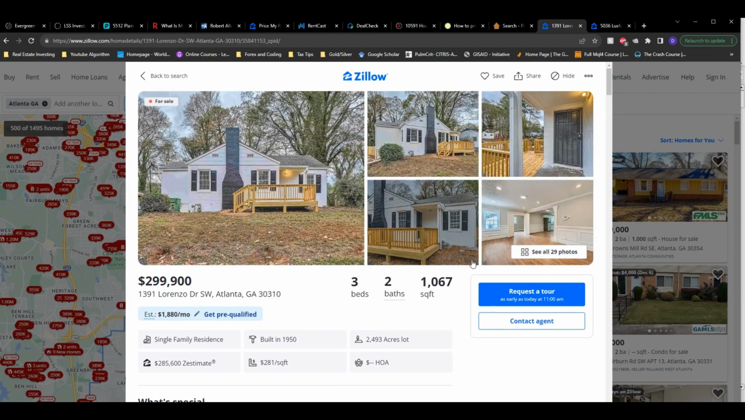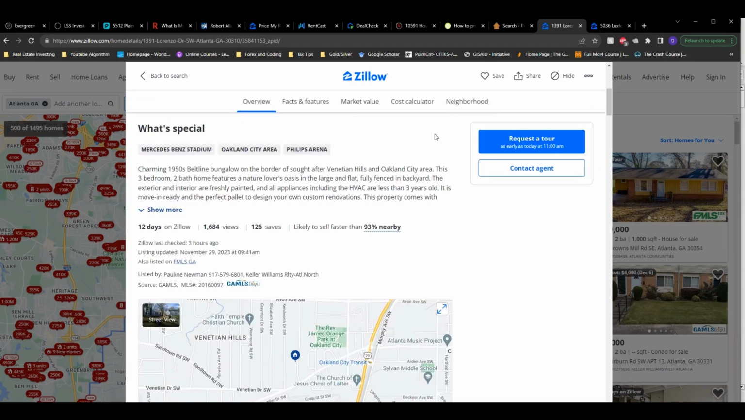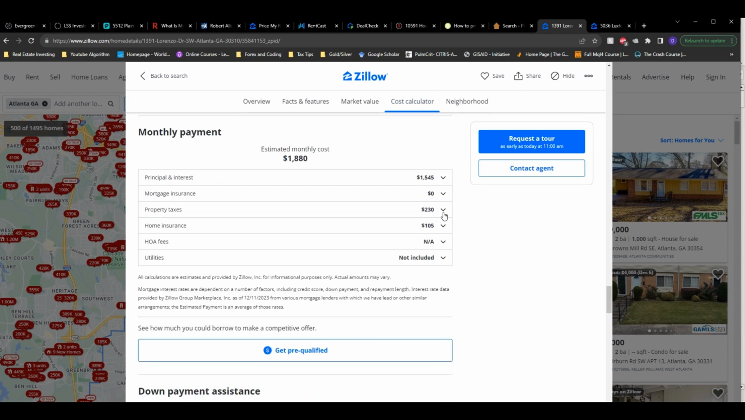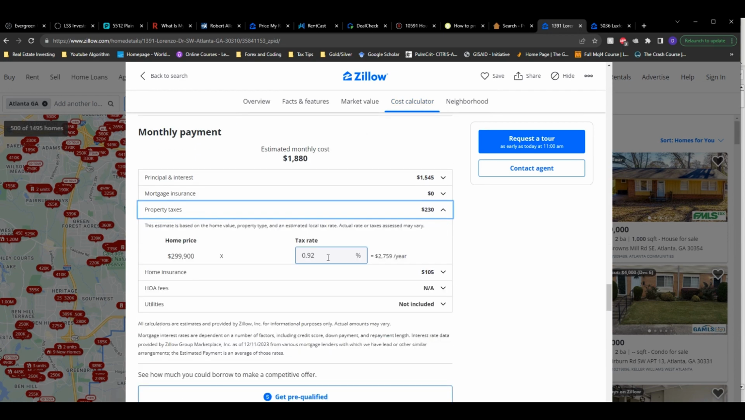Depending on whether you're working on market or off market. If you're working in on market properties such as Zillow, you can head on over to the cost calculator, and the cost calculator will have the property taxes. Now, according to Zillow, the property taxes are going to be about $230.